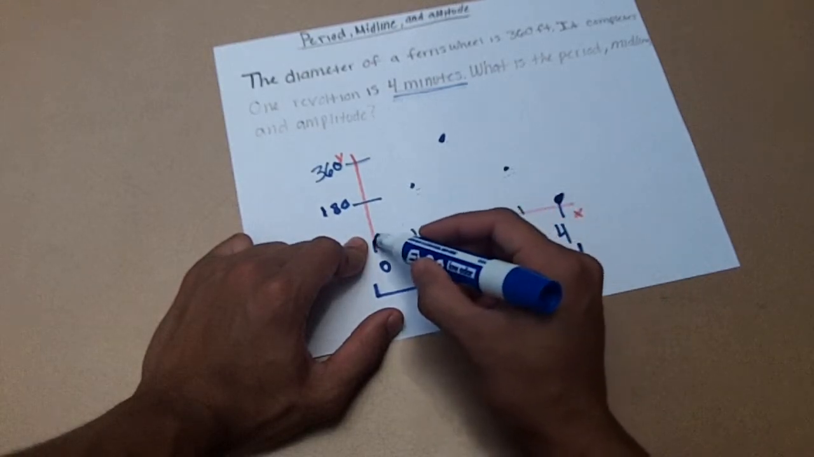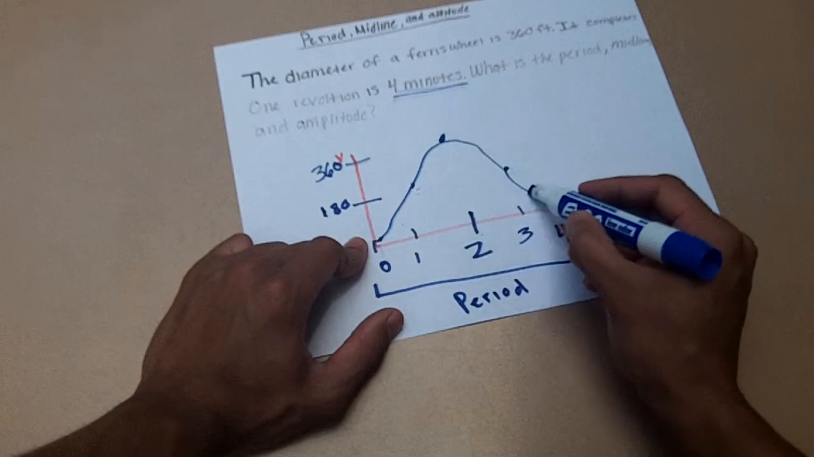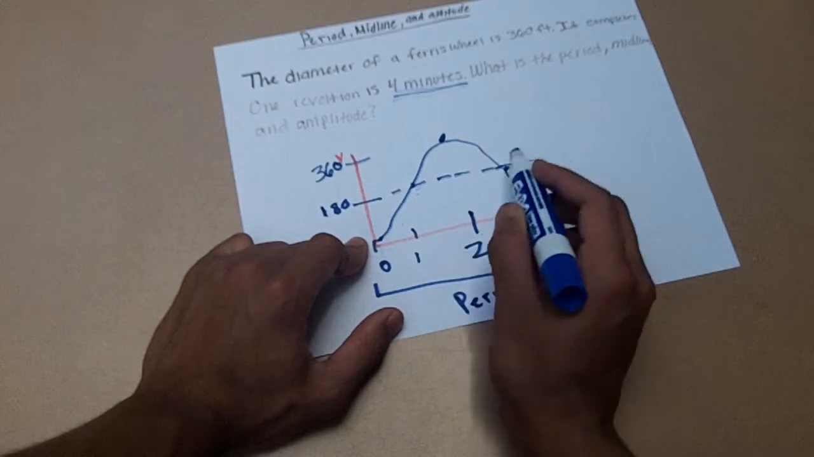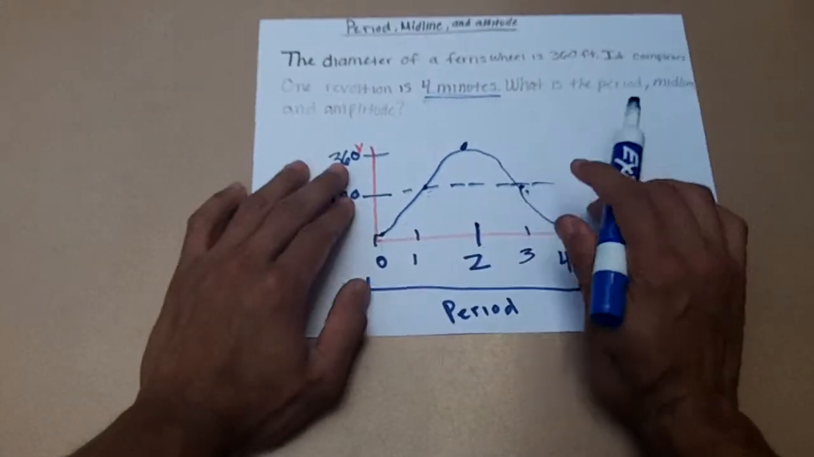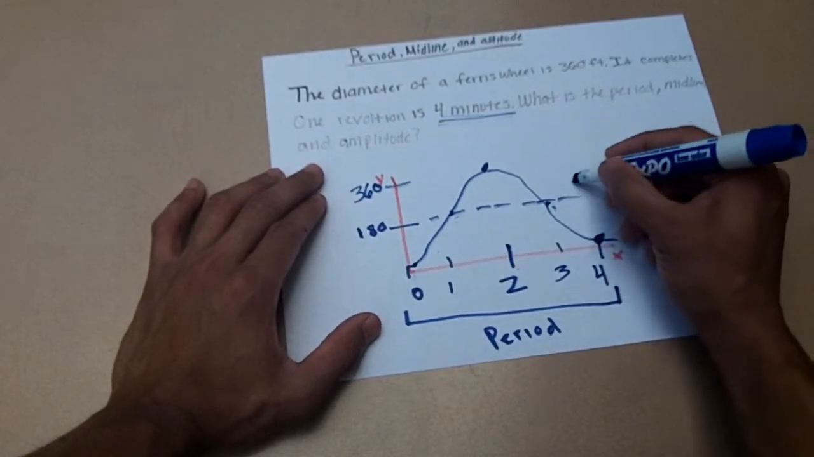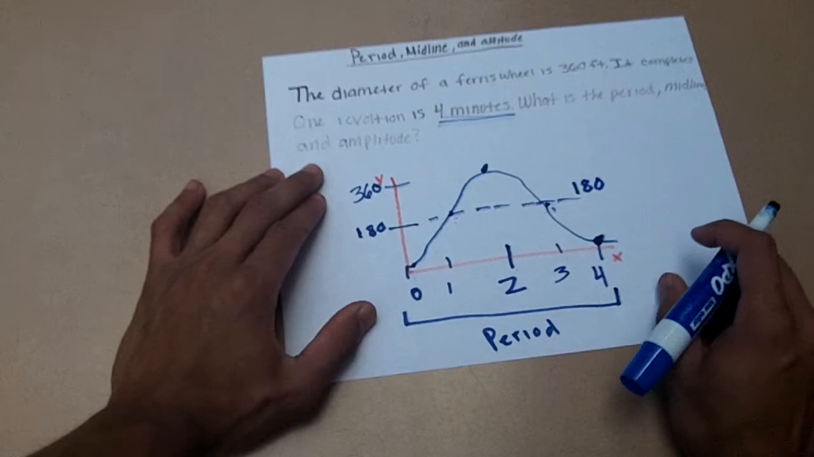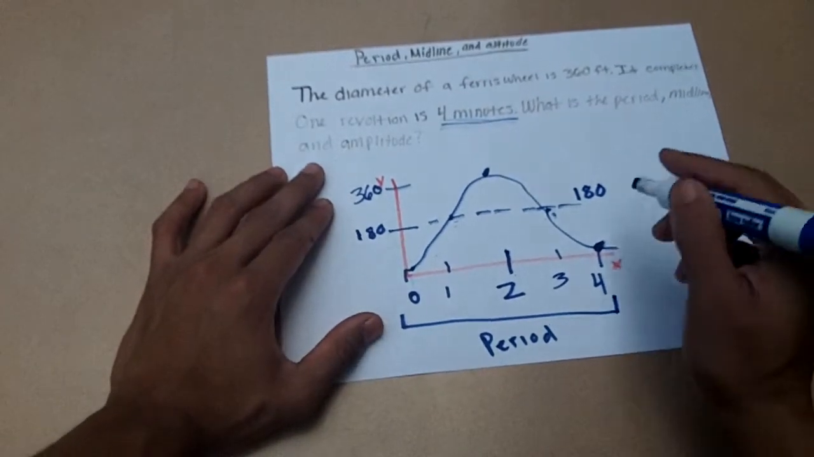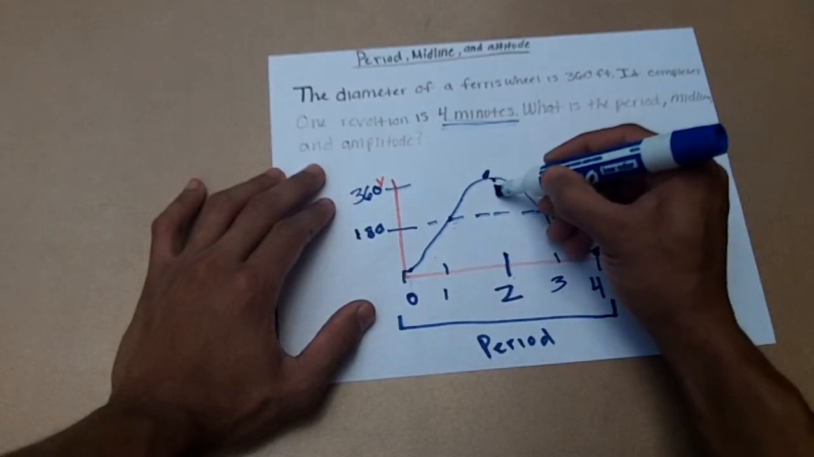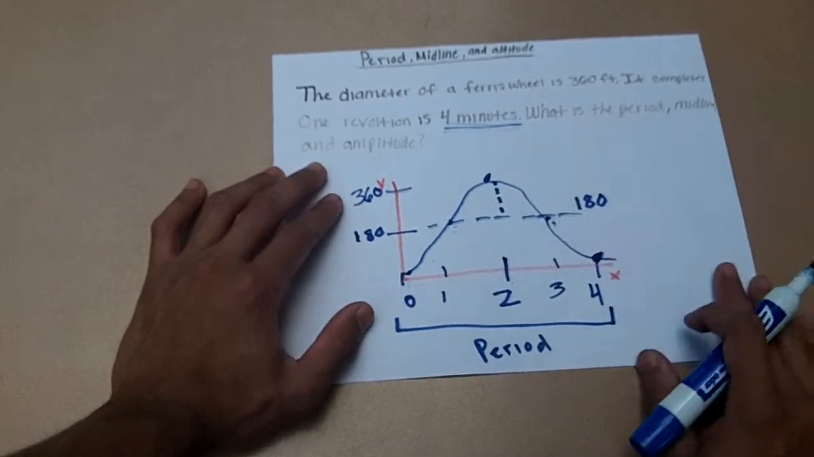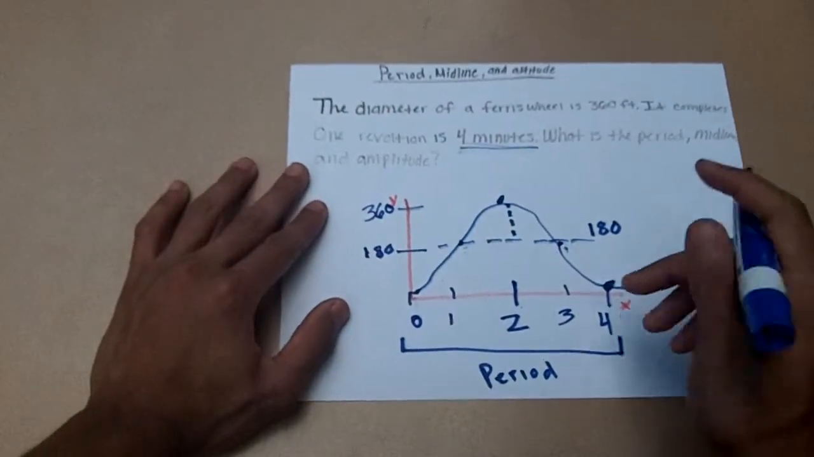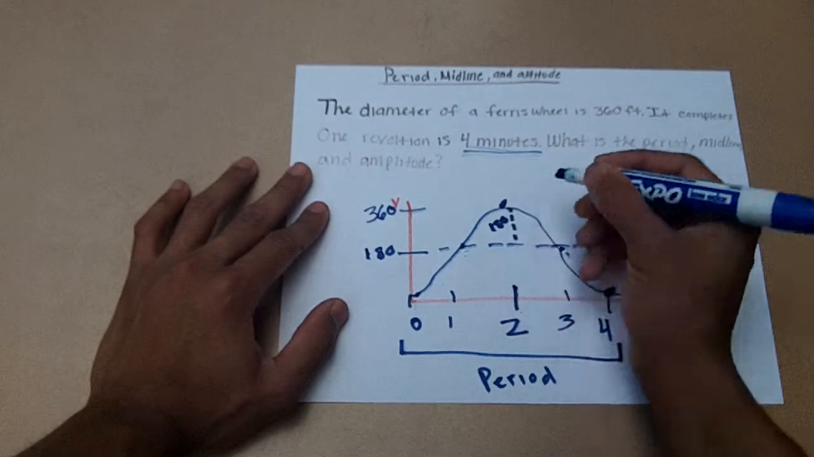Your midline, let me connect this. Your midline is this right here. Those points, because that's the middle of it. That's the middle between the greater value and the minimum value. So your midline is going to equal 180. And lastly is amplitude. Amplitude is the distance from the midline to the highest point. So that's this distance right here. So it's 360 to 180. If you subtract those two, the amplitude will equal 182.